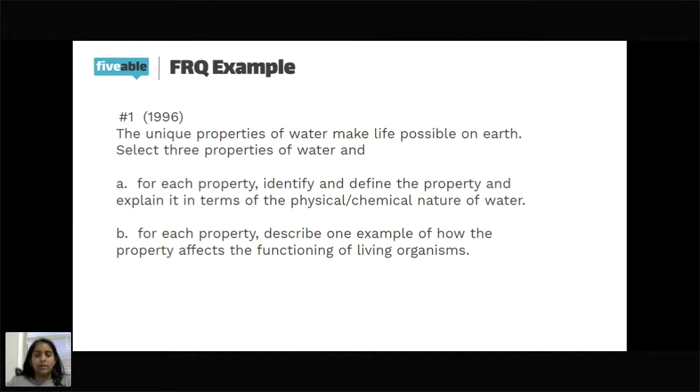And then high specific heat. So the way that works is because of these hydrogen bonds, water needs a very high temperature to get it to boil or vaporize, stuff like that. And so the reason this happens is because of the hydrogen bonds.